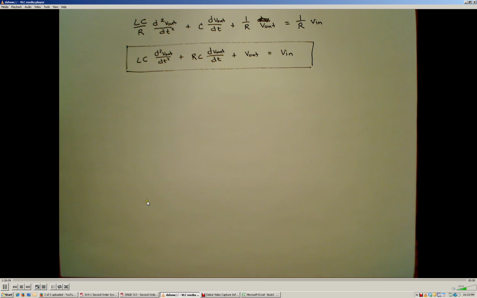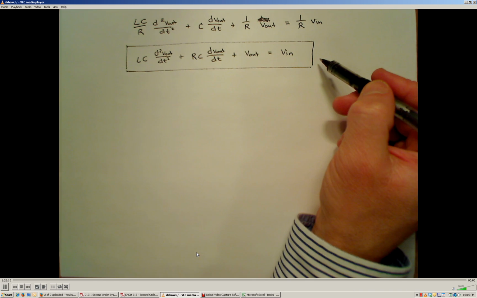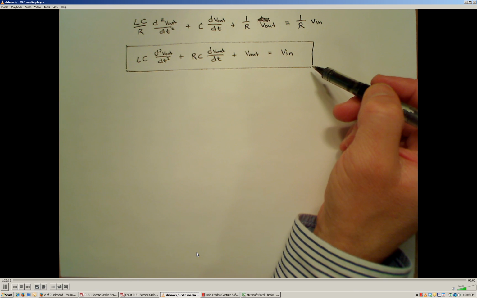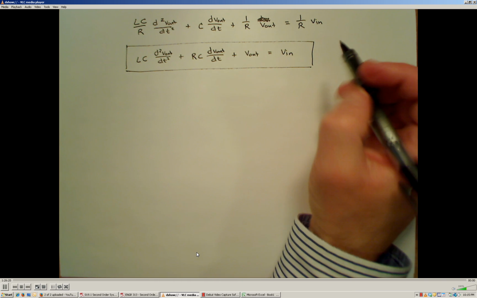Alright, so we've derived the second order differential equation using the node voltage method. Now we'll find that it can be a lot easier to derive this equation using the mesh current method, and we'll look at that in the next video.